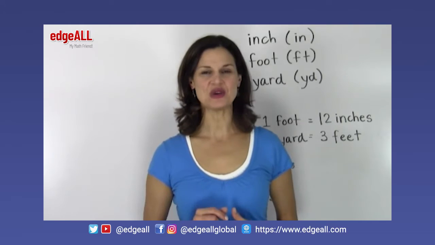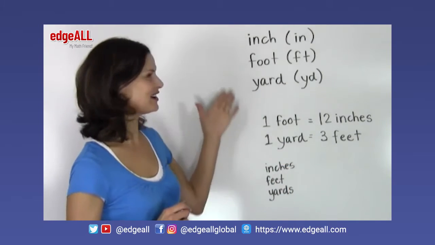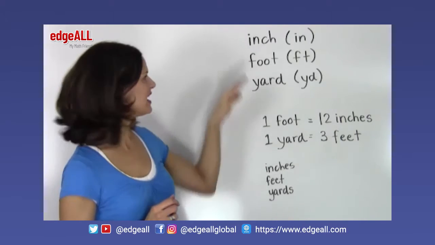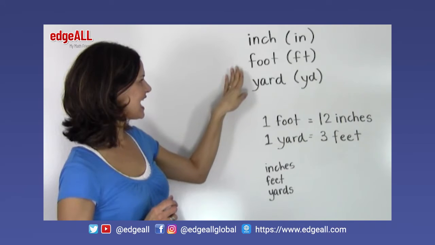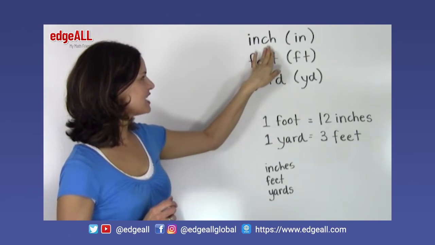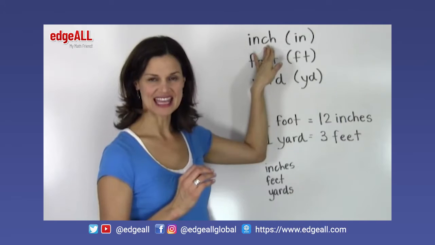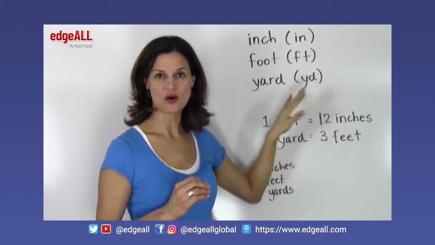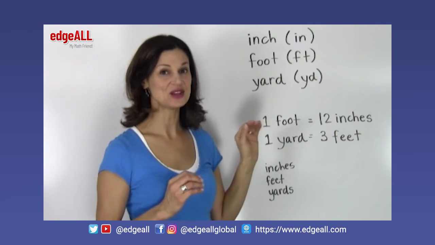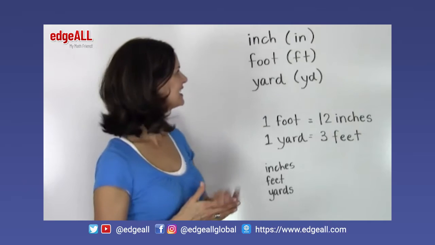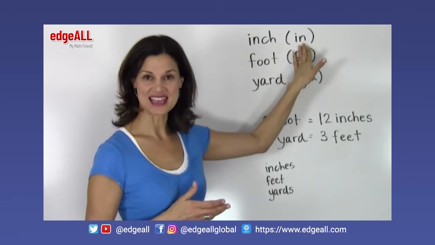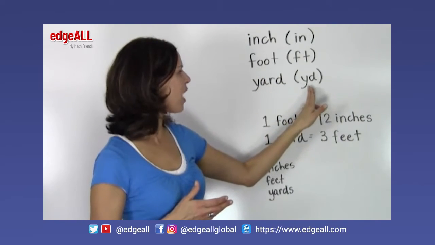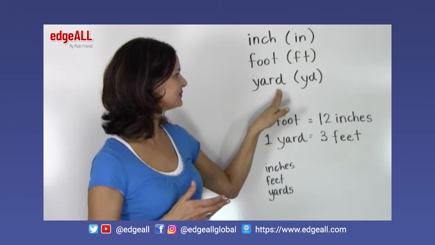Some of the units we use in the United States are written here on the board behind me. We're just going to look at 3 of them for now. Inch, foot, and yard. Inch is the smallest unit of length. And in parentheses here, we have the abbreviations for these measurements of length. You'll see these abbreviations used a lot. So if you see IN, it means inch. FT means foot. And YD means yard.